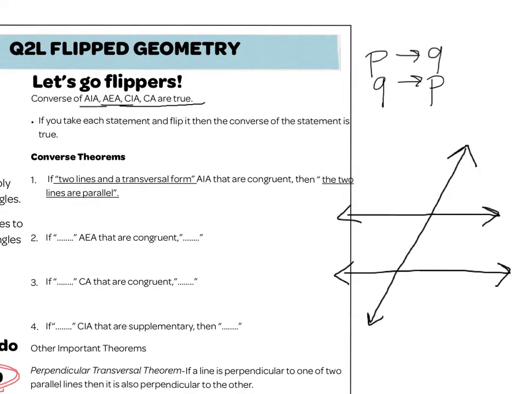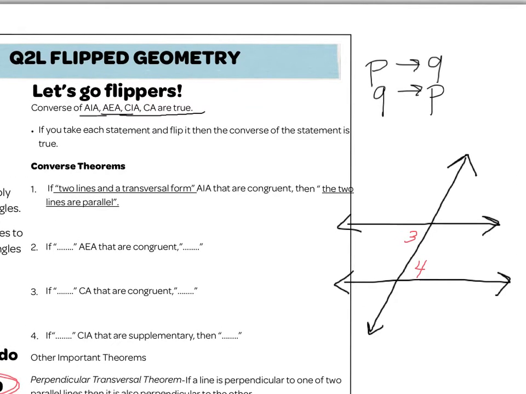The first one is: if two lines and a transversal form alternate interior angles, and angles 3 and 4 are alternate interior, inside of these lines here with a transversal, and those angles are congruent, then that means these lines are parallel. These lines meaning M and N. Automatically, as a result of these two angles being congruent, we have two parallel lines. That is the converse of the alternate interior angles theorem.